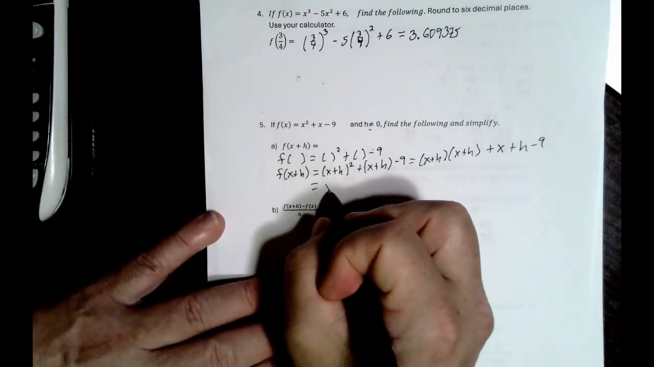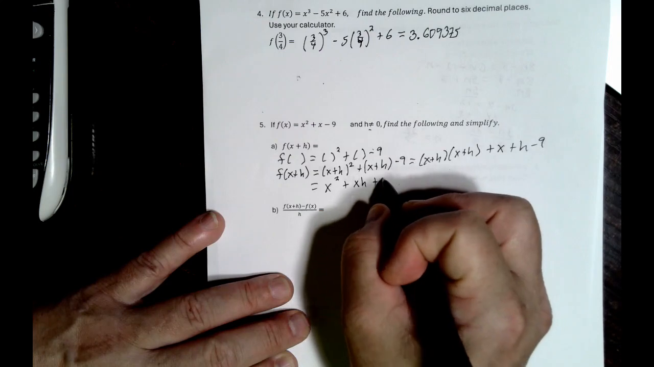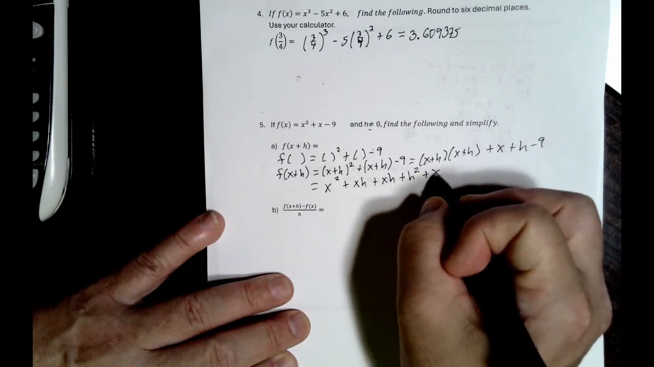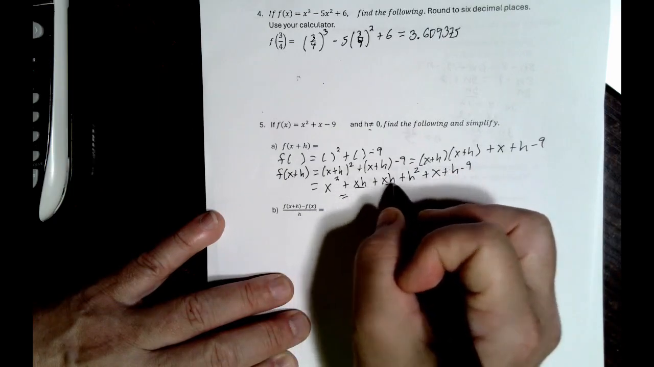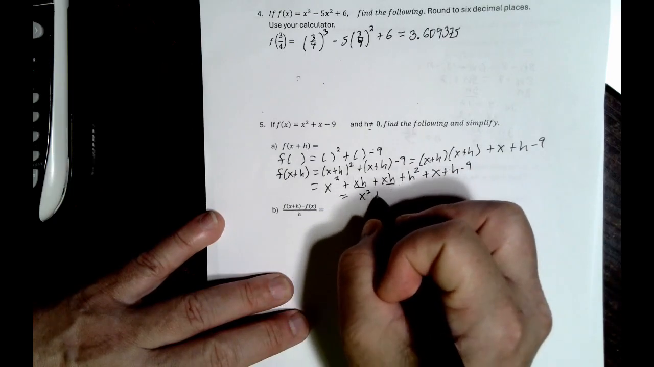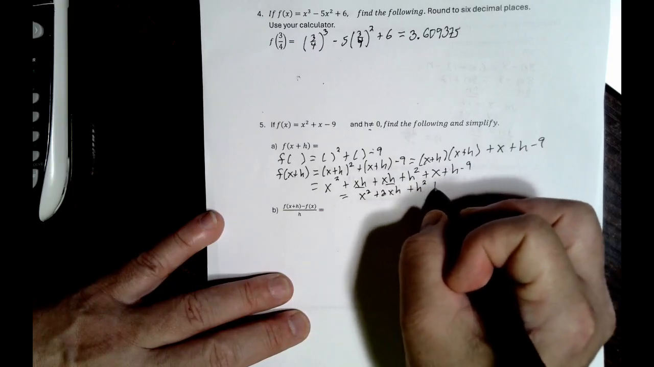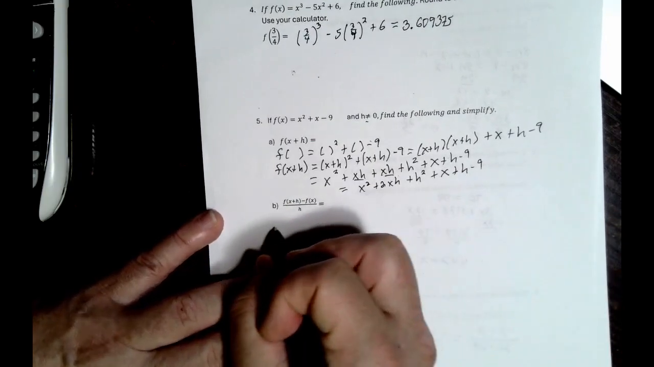X plus h times itself is x squared, xh, xh, and h squared. And when you combine those two middle terms, you get x squared plus 2xh plus h squared plus x plus h minus 9. So now what does this fraction mean?